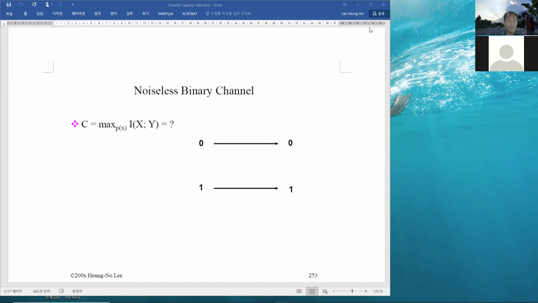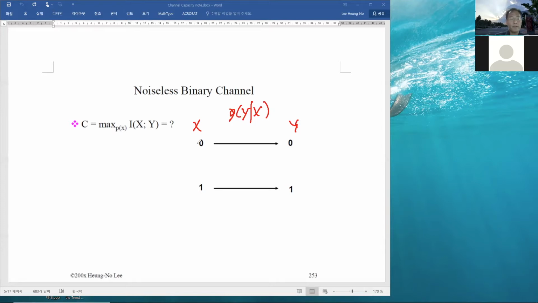Okay, I will continue with the examples. First, the noiseless binary channel. I'll use these pictorial diagrams to represent the physical channel or the statistical channel. Here is the input, here is the output of the channel.